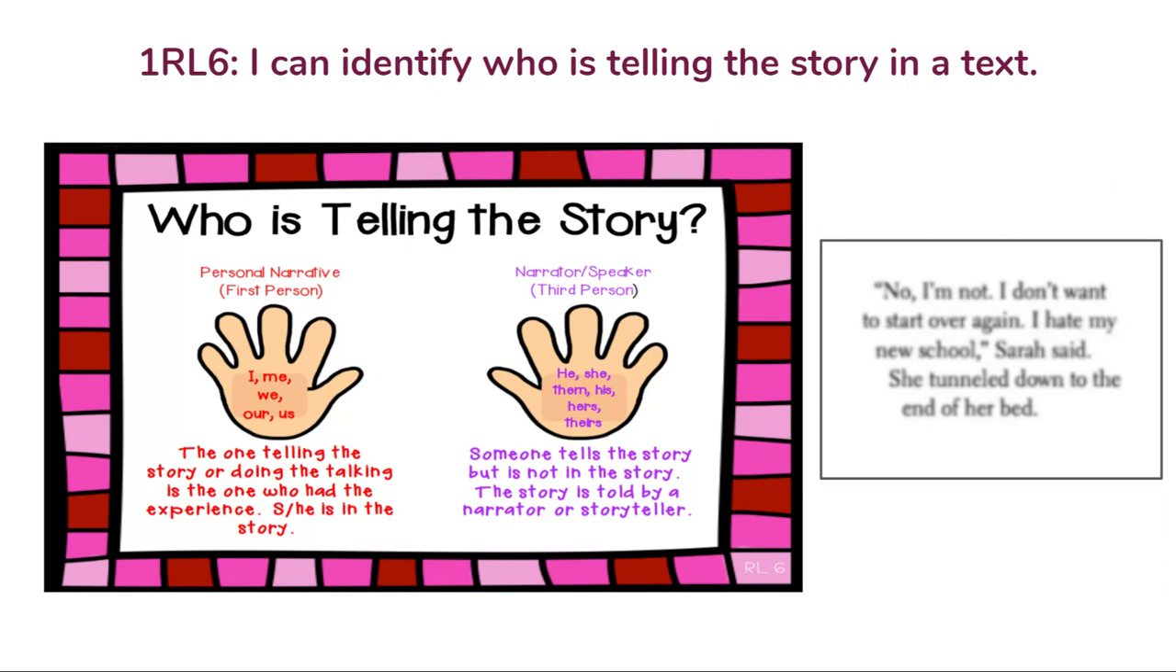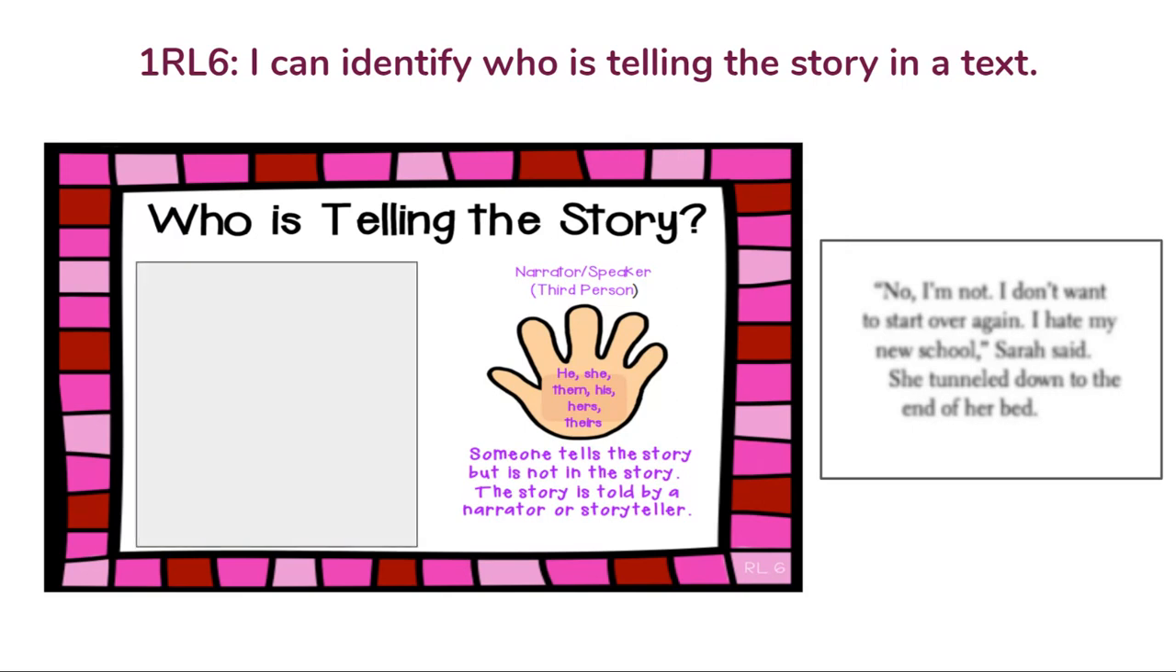So I can tell that this is third person because I saw the words she and her, and I can tell that Sarah is not telling the story because she didn't say I tunneled down to the end of her bed. So we know that this is a third person narrator telling the story.